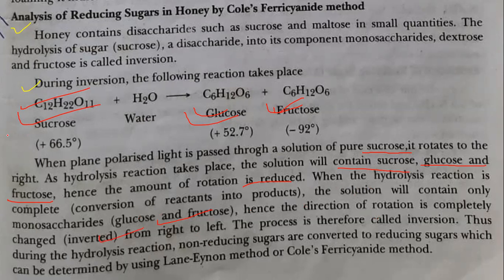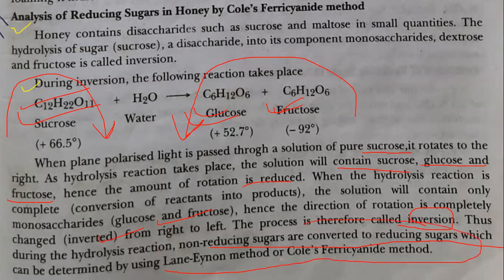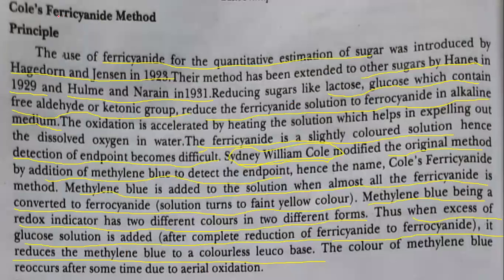Initially it was rotating like this, now it is rotating like this, provided the conditions are maintained in a proper way. So the process is therefore called inversion. Thus, during the hydrolysis reaction, non-reducing sugars get converted to reducing sugars, which can be determined by the Lane-Eynon method, that is called the Coolidge ferricyanide method. So, let us see what the Coolidge ferricyanide method is.